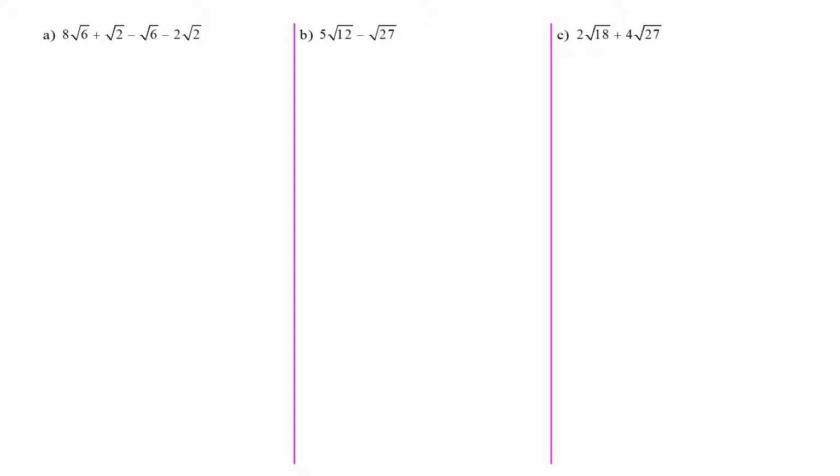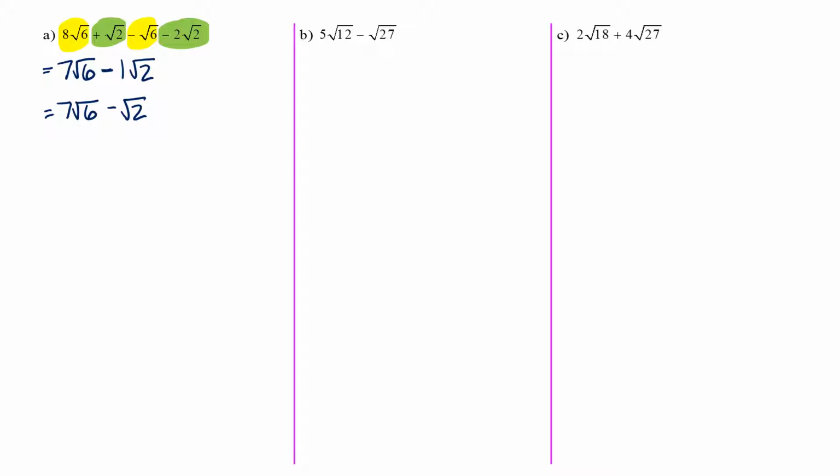Looking at some more examples, highlight the things that are the same. 8 root 6 minus root 6, root 2 minus 2 root 2. So let's start with the root 6s. I've got 8 root 6s minus 1 root 6, which gives me 7 root 6. Root 2 minus 2 root 2. So 1 minus 2 is a negative 1 root 2, but I don't write the 1. So just like in algebra, you don't write 1x.